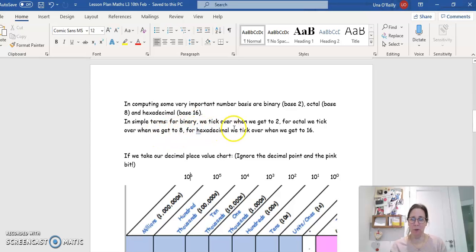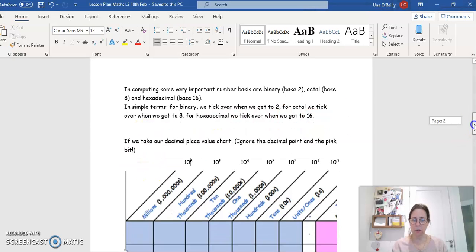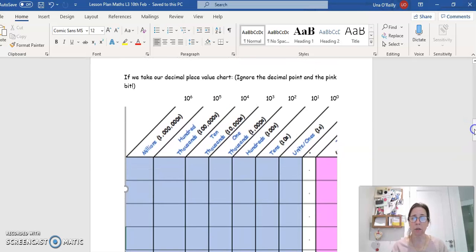So in simple terms for binary, we take over when we get to 2. Bear in mind, we start at 0, so we have a 0 and a 1. We take over when we get to 2, because we're not allowed to have anything but a 0 and a 1 in any column, just like we're only allowed to have 0 through to 9 in our decimal system. In binary, we can have a 0 or a 1, and if it's more than that, off we go into our next column. And for octal, we take over when we get to 8, and for hexadecimal, we take over when we get to 16.